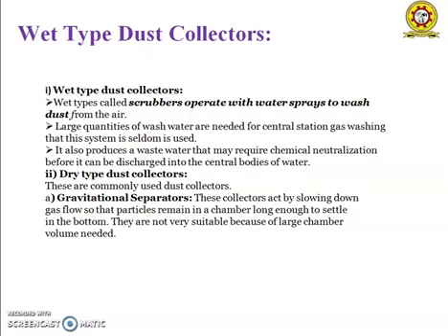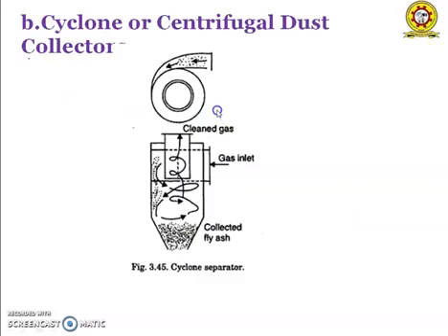Coming to gravitational separators, the collectors act by slowing down gas flow so that the particles remain in the chamber long enough to settle down at the bottom. They are not suitable because larger chamber volumes are needed. And this is the second type, the cyclone or centrifugal collector.